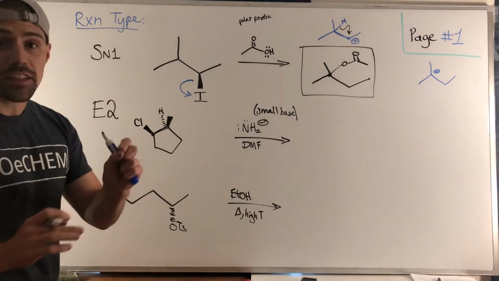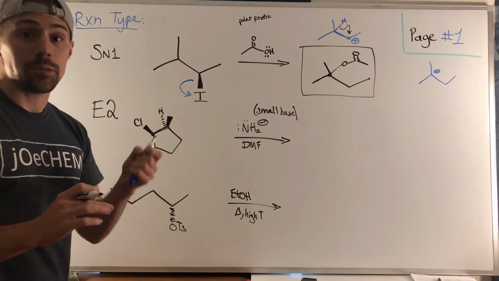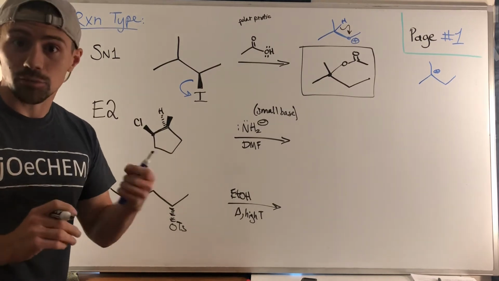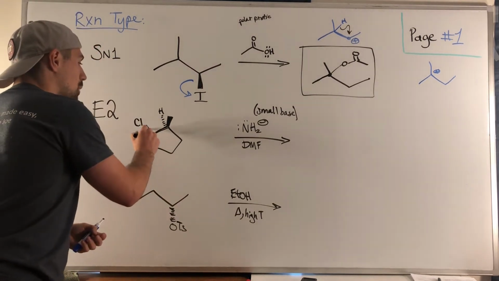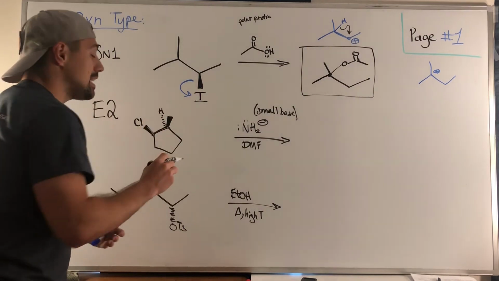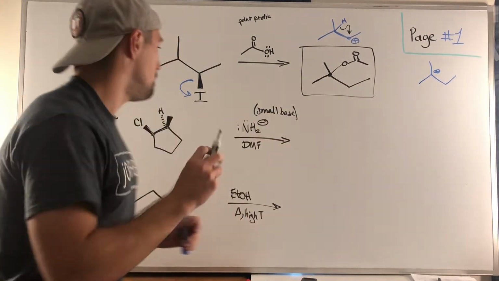The one thing we have to check though is, does it abide by the anti-periplanar rule? And the answer is yes. Our leaving group is a wedge. The hydrogen we are going to eliminate is a dash, so we have this thing going on.